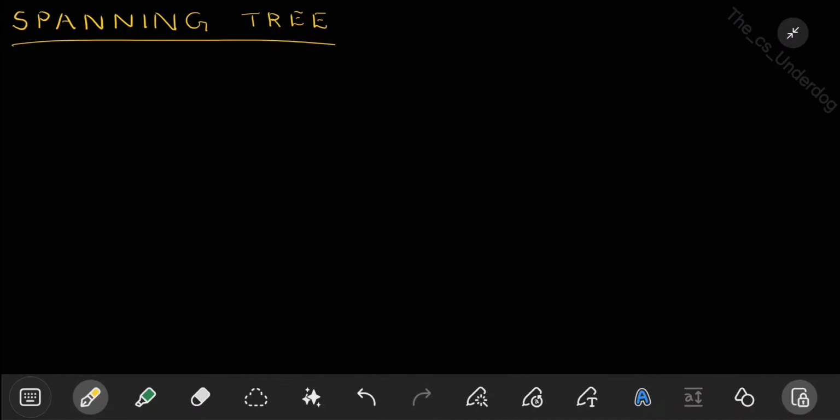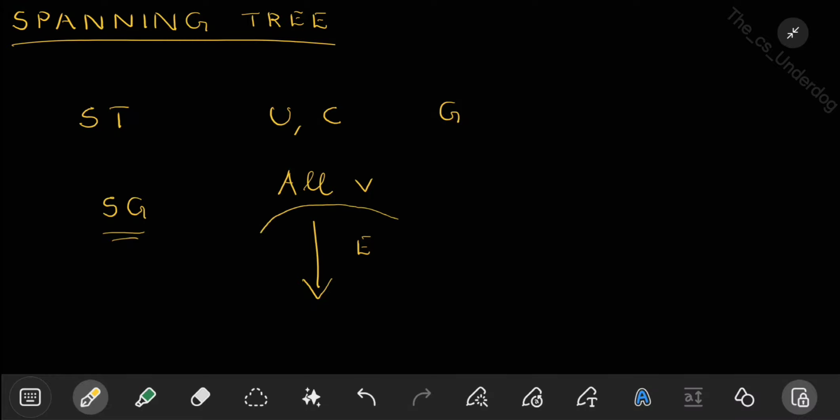Spanning tree. A spanning tree of an undirected connected graph G is a subgraph of this graph G which connects all its vertices using minimum possible number of edges. So this is the important point here, that it should connect all the vertices of the graph using minimum possible number of edges. That is when you will call it a spanning tree of the graph G.